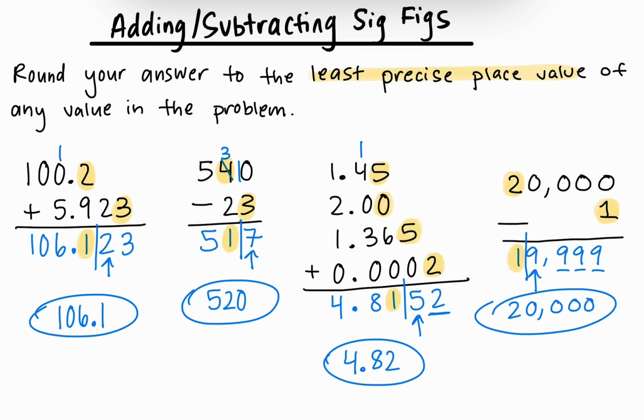So our answer can only be accurate to the 10,000ths place. So we can't be as accurate to say that it actually would be 19,999 because we know that it's only about 20,000. We don't know how close or how far from 20,000. We just know about 20,000. So that is adding and subtracting sig fig rules.